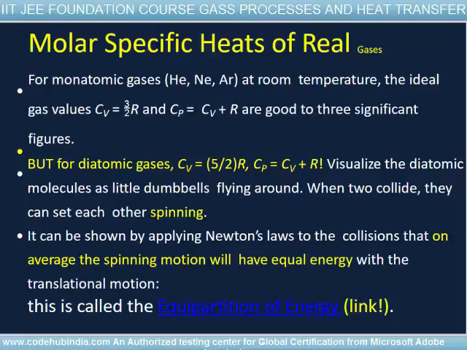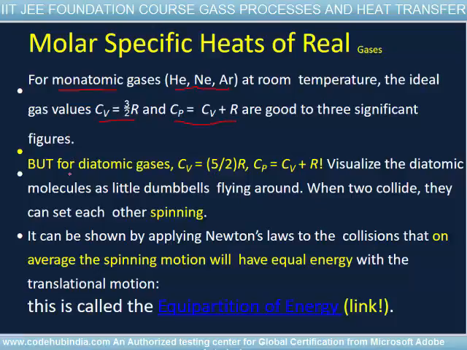So the Cp becomes 5 by 2 R. What are the diatomic and the monoatomic? It depends on the valency. Di means 2, mono means 1, tri means 3, penta means 5. Okay. So this is the one valency, so it is called monoatomic. For the monoatomic, Cv equal to 3 by 2 R and Cp equal to Cv plus R.